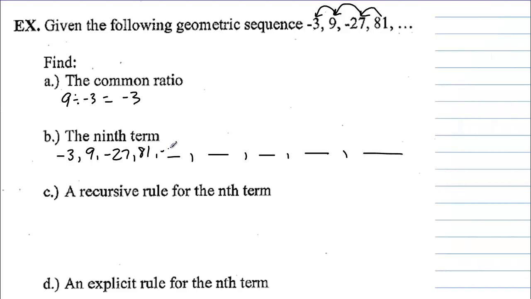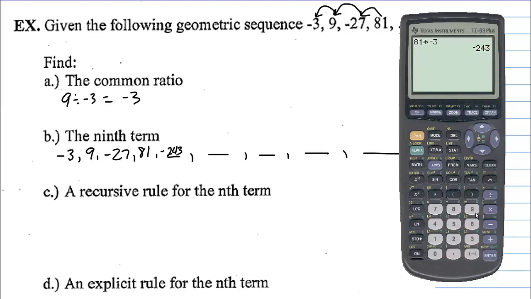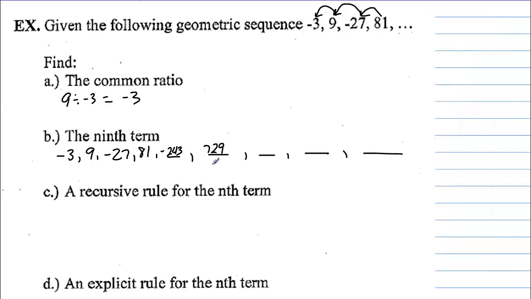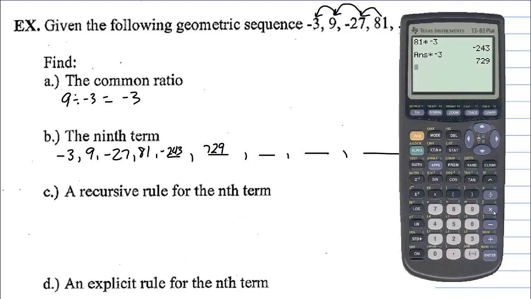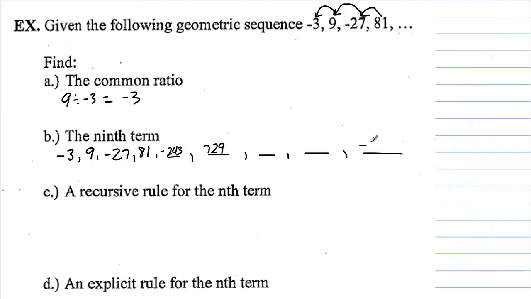I know that one. -243. And then times -3. That's 729. We got a couple more to do here. Times -3 times -3 times -3. This should do it right here. -19,683.